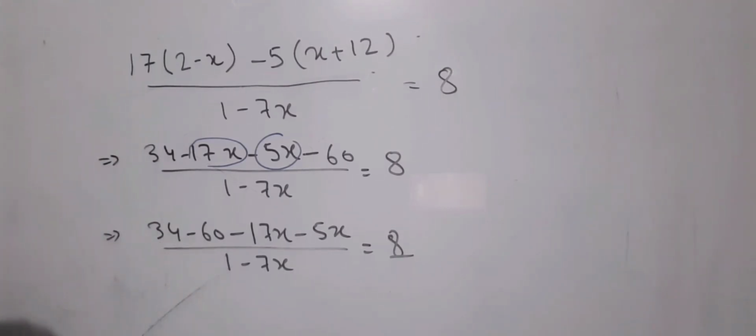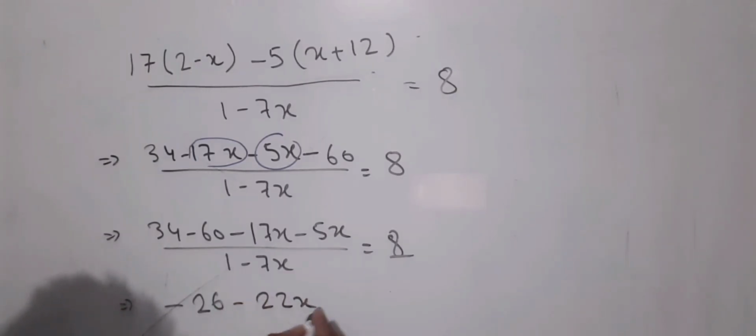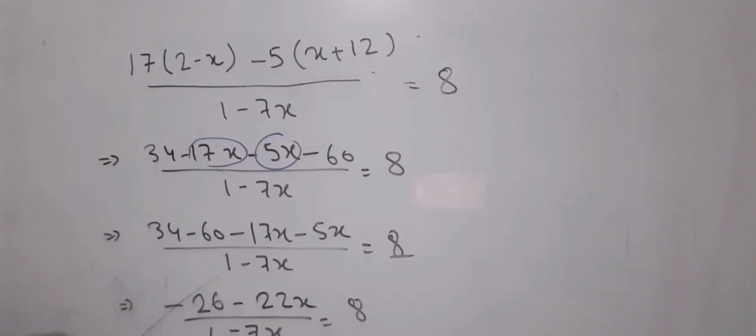How much are you going to get when you solve this one? So minus 26. And what about this one? So minus 22 by 1 minus 7x is equal to 8. Done. So after this what do you have to do, sir?